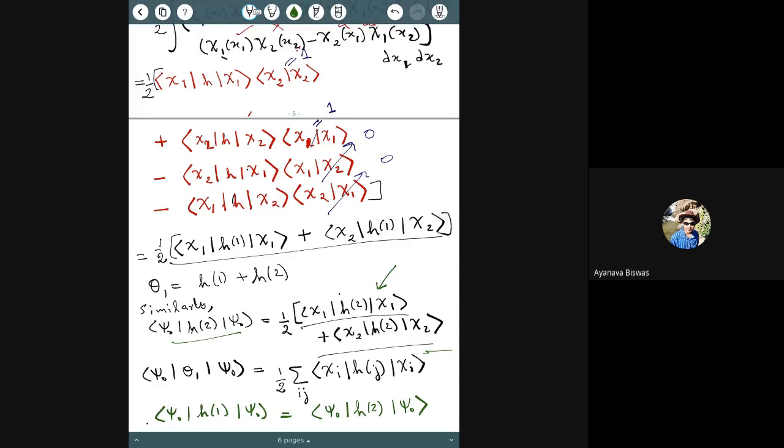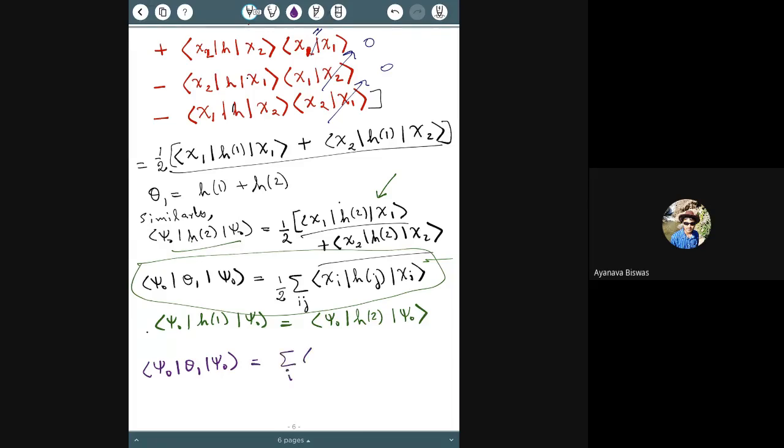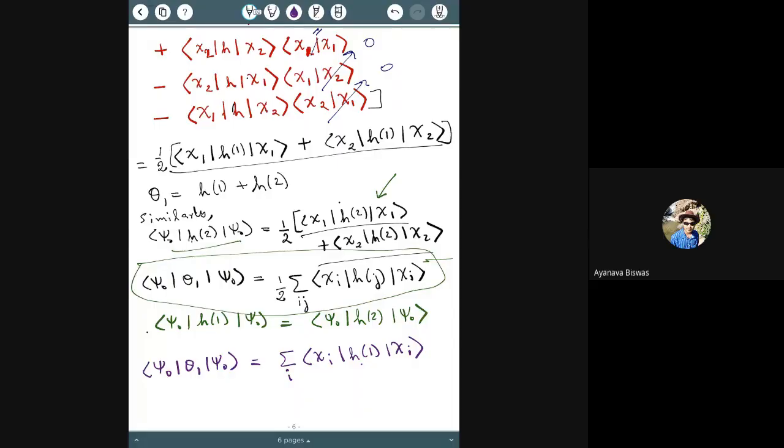Okay, so I can actually simplify this expression even more. And I can write it as, so let me put it in a different color, that psi naught theta 1 psi naught is actually simply sum over I chi I H 1 chi I. I can write it as the H of any electron. It does not matter which one. Ma'am, here all electrons are in the same energy state.